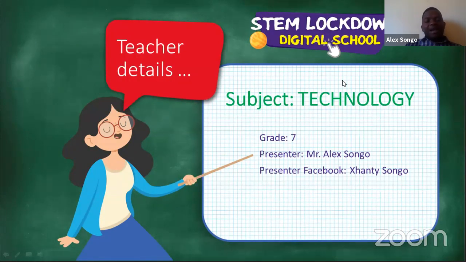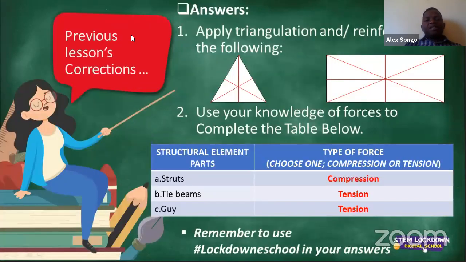All right, ladies and gentlemen, let us get right to it and see what we are doing today. Now, as a norm, we have corrections from the previous lesson. By corrections, I mean we are going to look at some of the responses that you might have written or done with regards to an activity that we do each and every day. The first requirement was that you apply triangulation or reinforcement to the following shapes. Ladies and gentlemen, I will first revise what we mean by triangulation.